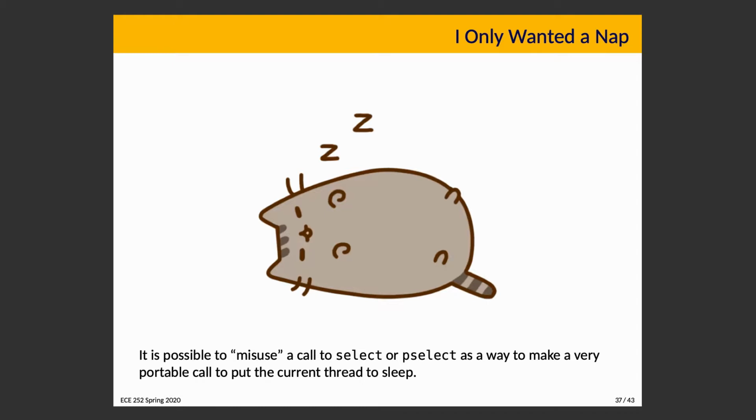But select is in the standard. So what you actually do is you call select with all 3 file descriptor sets empty, nfds is 0, and then you use the timeval or the timespec to make the sleep timeout whatever you wish. So yeah, that's one way to do it, to put the current thread to sleep. Clever. Sometimes clever is bad, but in this case, I don't think I could even be mad. I think it's kind of clever.